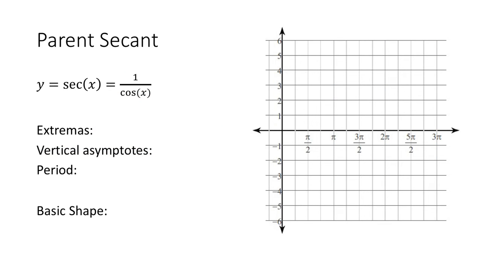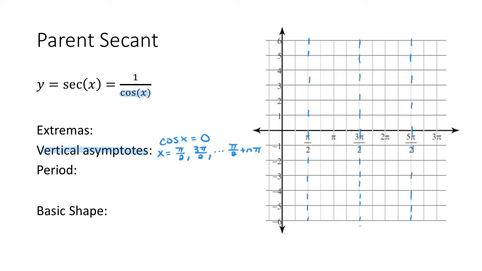The next two graphs that we're going to look at are the secant and cosecant graphs. So starting with secant, this is 1 over cosine. We're going to talk about the extreme values, the vertical asymptotes, the period, and the basic shape of this graph as well. First, I'm going to talk about my vertical asymptotes. We do have a denominator here of cosine of x, so that's going to yield my vertical asymptotes. Pause the video and see if you can identify what the vertical asymptotes of secant will be. Pause the video to check your work.